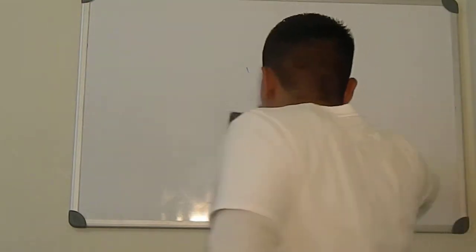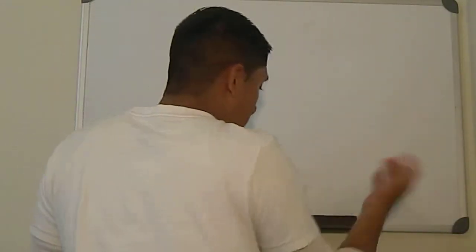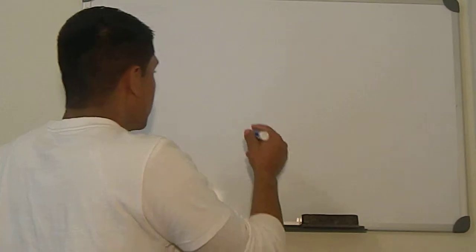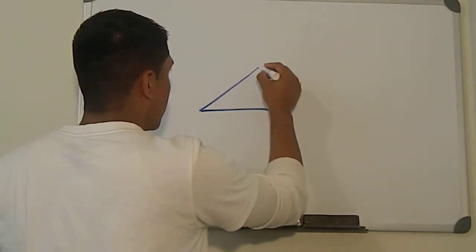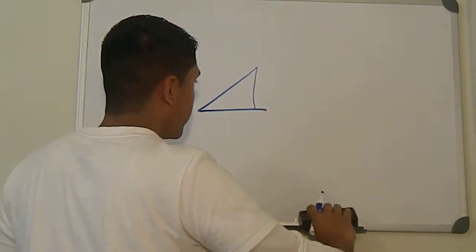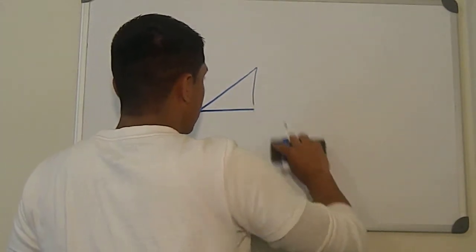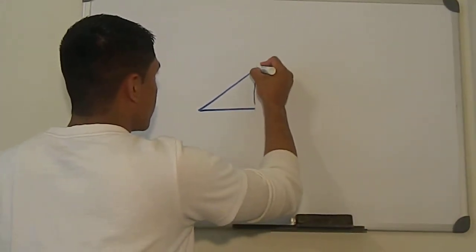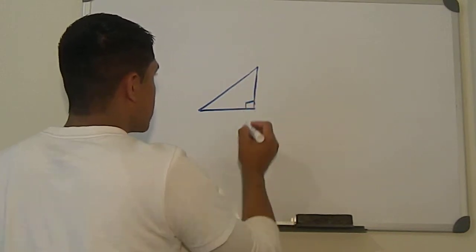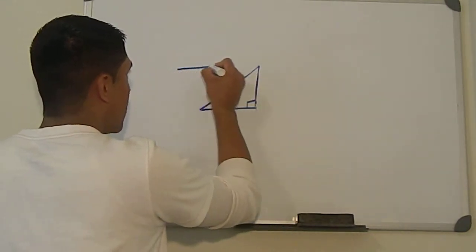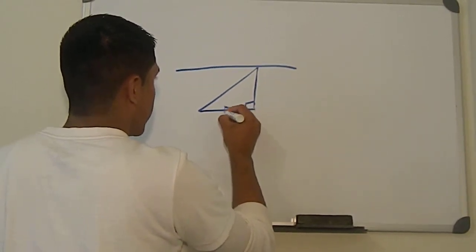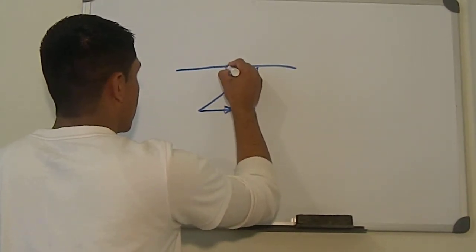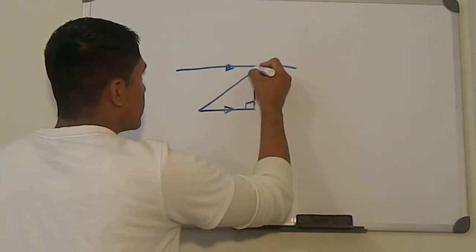They say a triangle has 180 degrees. Really? Well, how can you prove that? There's actually a way to prove that. If you draw a 90-degree triangle, this is 90 degrees, and you draw a line parallel to this line, like that, well, then this is 90 degrees.